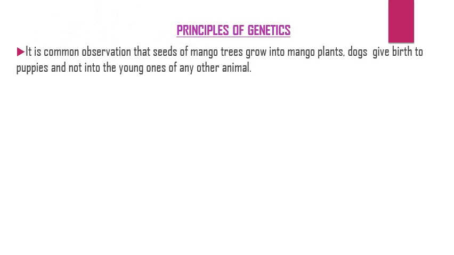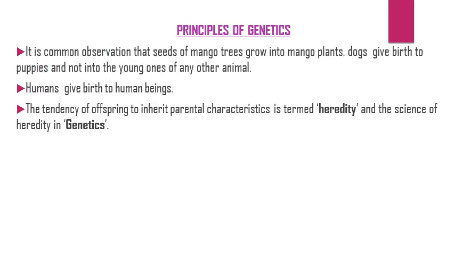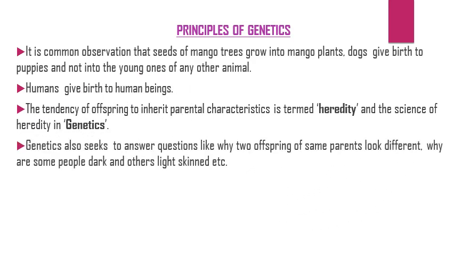So, Principles of Genetics. It is a common observation that seeds of mango trees grow into mango plants. Dogs give birth to puppies and not to the young ones of any other animal. Humans give birth to human beings. The tendency of offspring to inherit parental characters is termed heredity, and the science of heredity is called genetics.